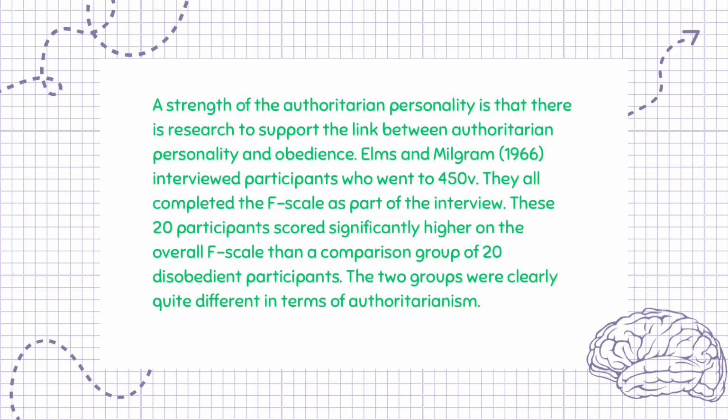A strength of the authoritarian personality is that there is research to support the link between authoritarian personality and obedience. Elms and Milgram, 1966, interviewed participants who went to 450V. They all completed the F scale as part of the interview. These 20 participants scored significantly higher on the overall F scale than a comparison group of 20 disobedient participants. The 2 groups were clearly quite different in terms of authoritarianism.